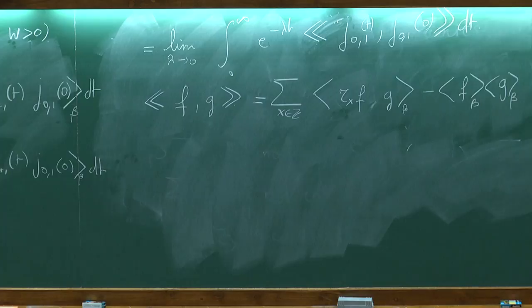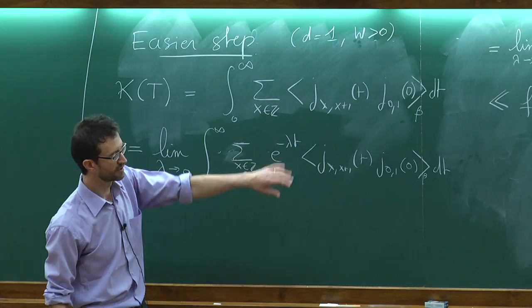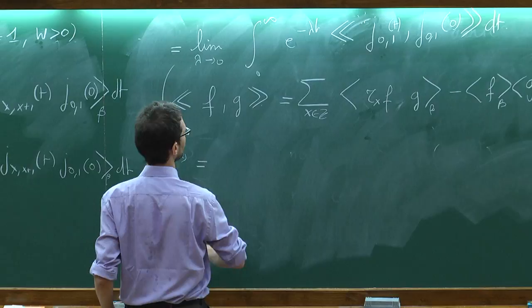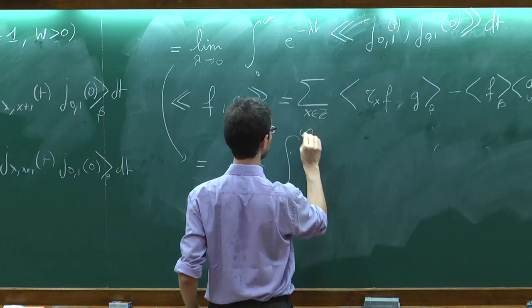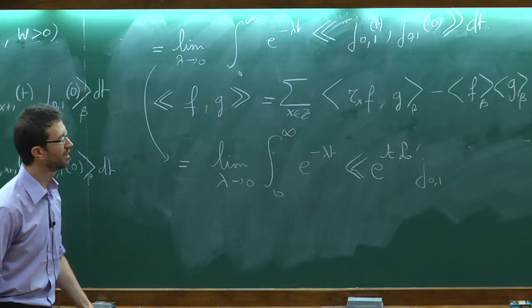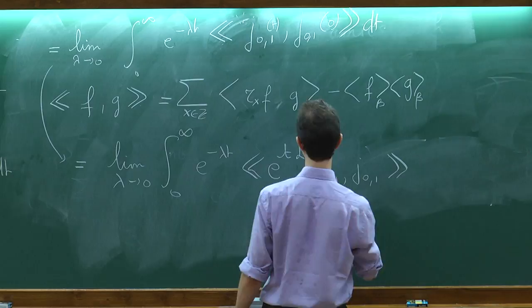So you see that the sum over x of g_{x,x+1}(t) g_{0,1}(0) is just this scalar product between g_{0,1}(t) and g_{0,1}(0). It's just another way to write this sum. Now g_{0,1}(t) you can express in terms of the generator of the dynamics. It is the limit as lambda goes to zero of the integral from zero to infinity of exponential of minus lambda t, exponential of tL applied to g_{0,1}, because L is the generator of the dynamics. So at time t, the current is given by the semigroup exponential of tL applied to g_{0,1}. But now the time is included in this semigroup, so I can forget about time.